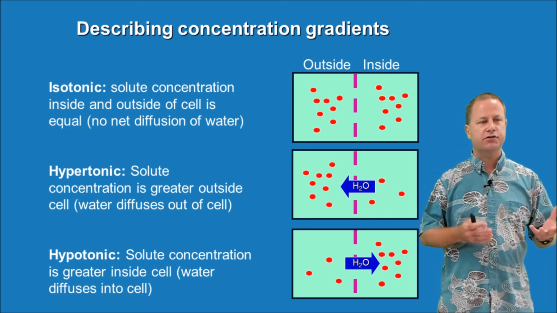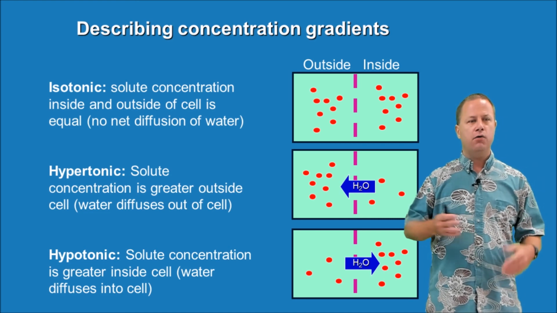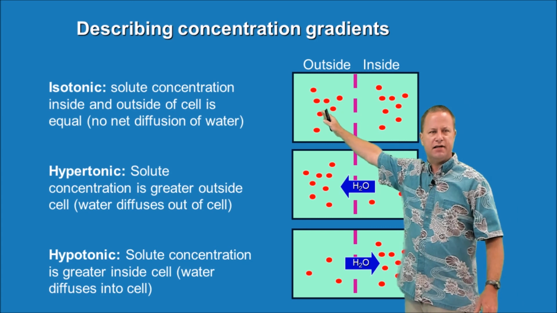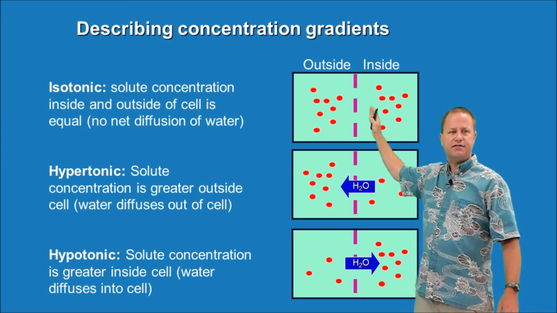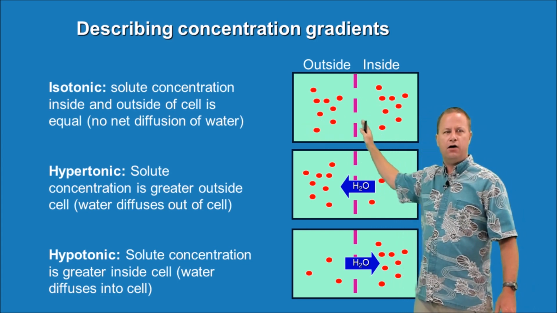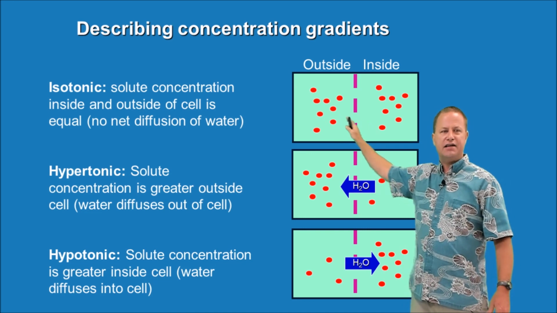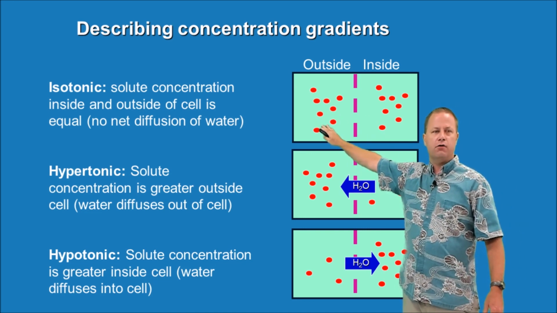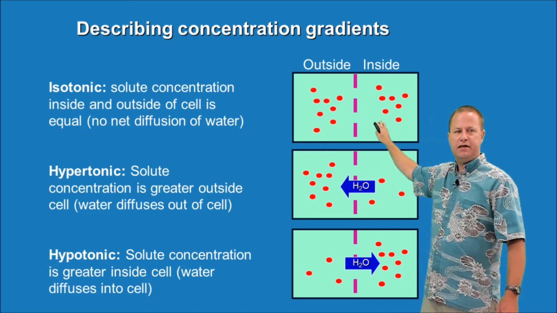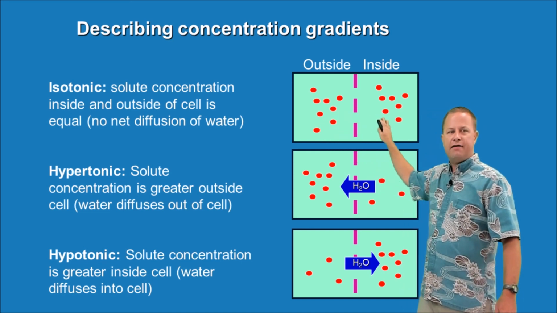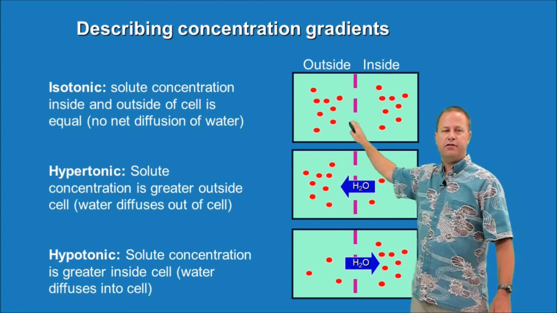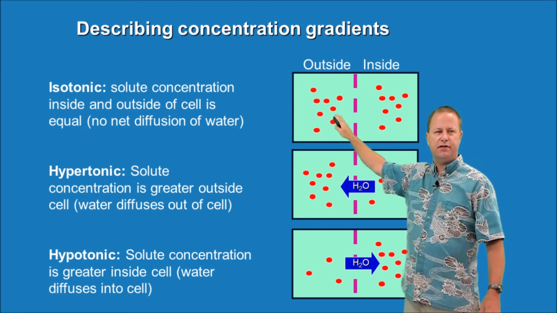Okay, so now that we know how diffusion works and how osmosis works, let's talk about describing differences in concentration gradients across a membrane. So each of these figures shows what's happening on the inside of the cell and the outside of the cell. Okay, if the concentration of solute is equal on both sides of the cell, we say that those concentrations are isotonic. Iso here meaning the same. So we have the same amount of sugar or salt here, same amount of salt here. And because of that, we have no net movement of water. Now, water can be moving back and forth, but it's not moving any more in one direction than the other.